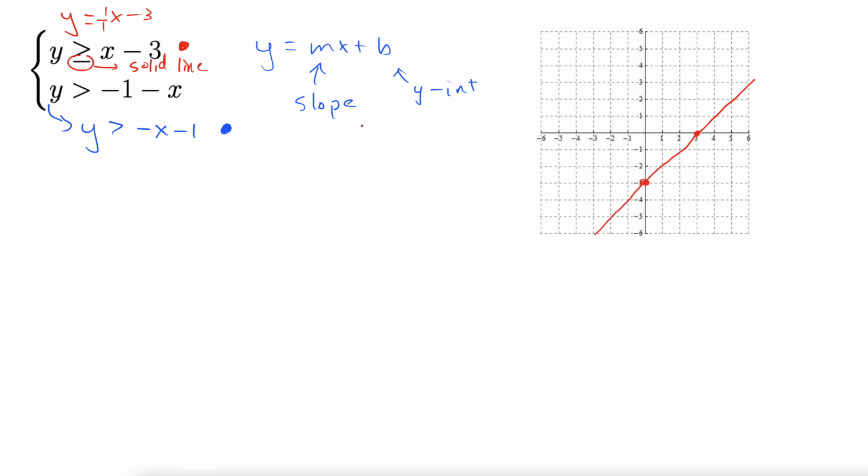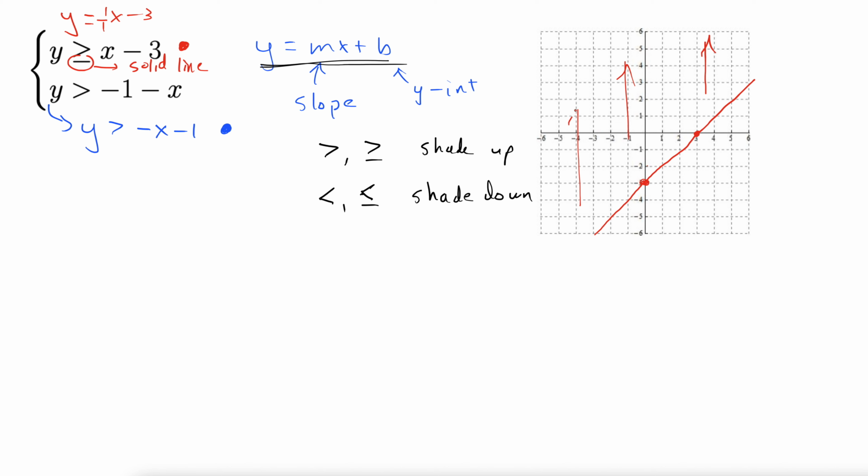When it's in y equals mx plus b form, greater than or equal to is shade up, and less than or equal to is shade down. That works because we're in y equals mx plus b form. So for this red one, we're at greater than, so we're going to shade up. And I'm just going to put a couple arrows. I don't want to overdo it because our shaded region is only going to be where the red and blue overlap.